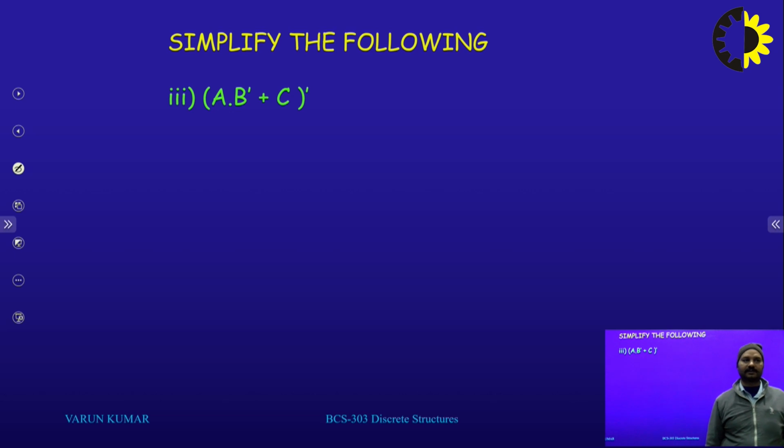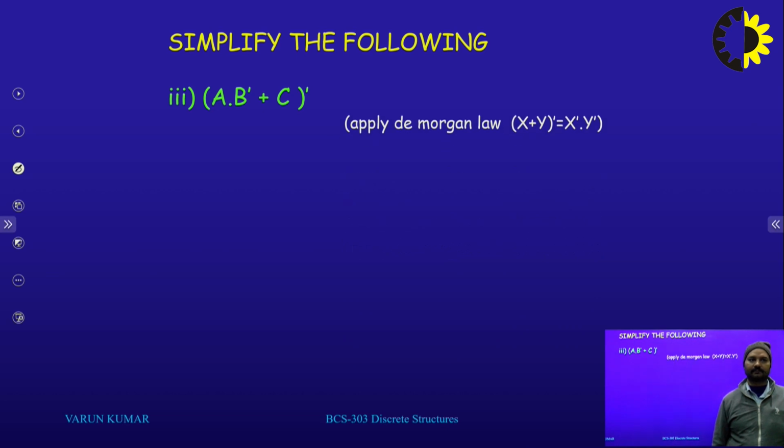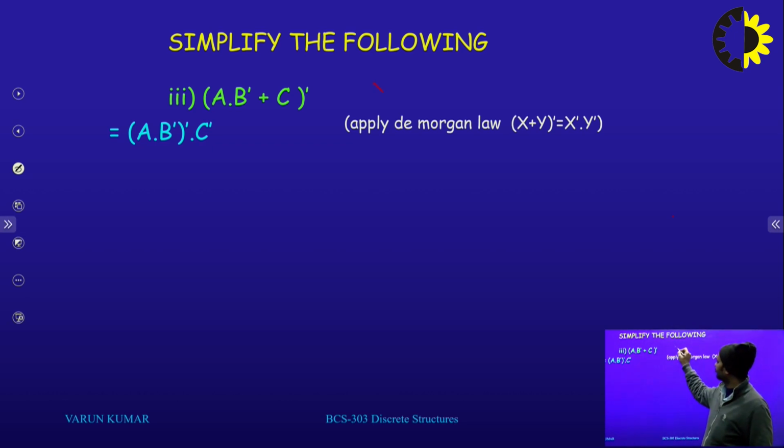We can try this particular numerical, (A·B')' + C)'. First we apply De Morgan's law. De Morgan's law suggests that (X + Y)' is equal to X'·Y'. So we apply here X' Y'.